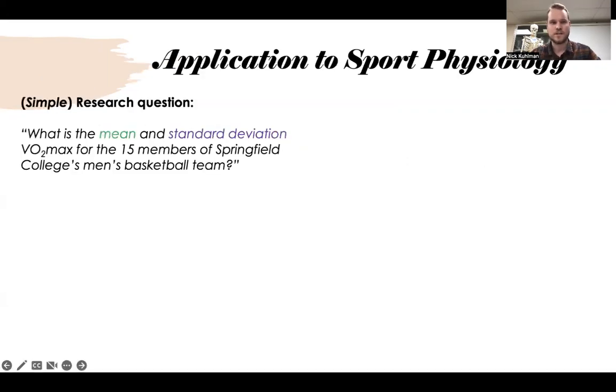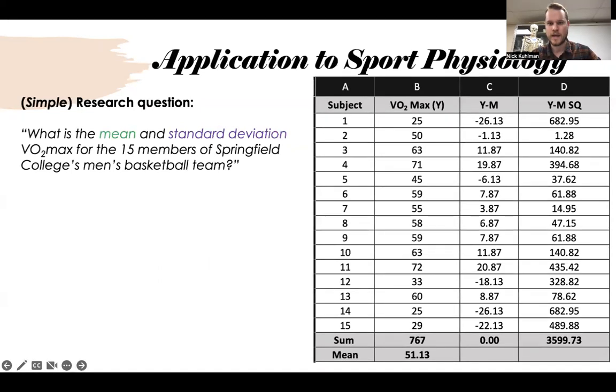Okay, here's a relatively simple research question. What is the mean and standard deviation of VO2 max, or maximal oxygen uptake, for 15 members of the Springfield College men's basketball team? Over here to the right, we have data from subjects 1 through 15.